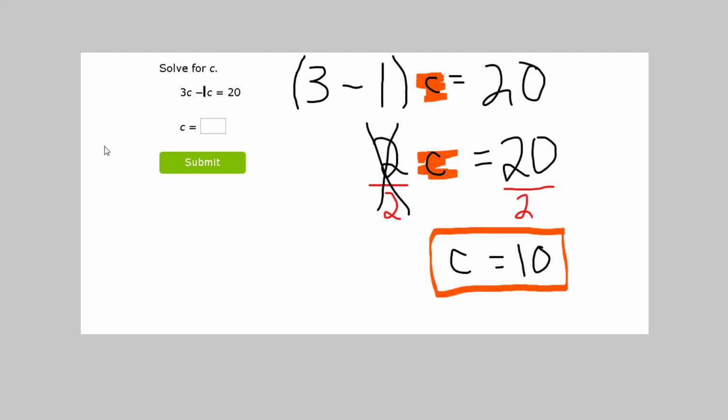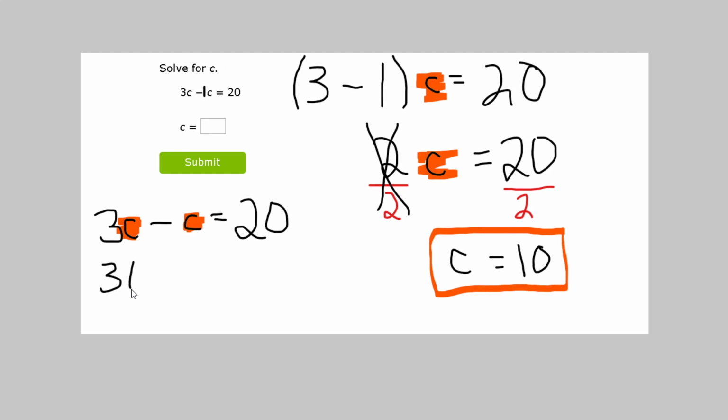And let me show you real quick that you can also test out your answer. So we had 3 times C minus C is equal to 20. If we did this right, we should be able to just plug in this 10 here for C, for both C's, and get the same thing. So let's try it out.